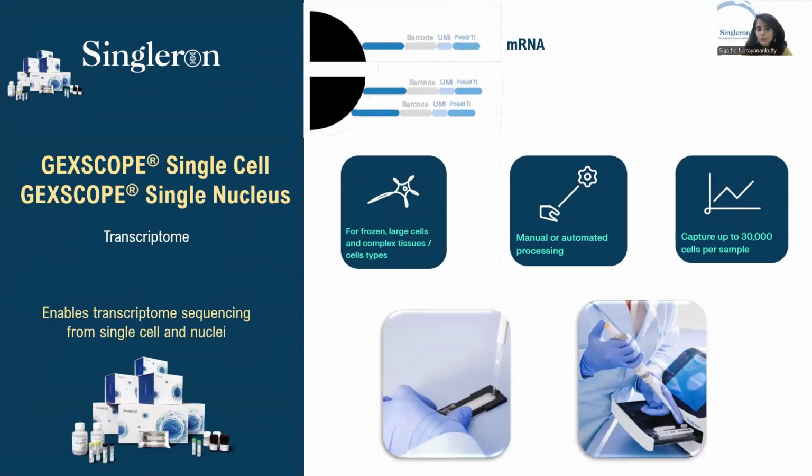And so the two kits that we have for this are single cell and single nuclei. You can use this for all different cell types or tissues, choose to do manual or automation, as I mentioned, and capture up to 30,000 cells.